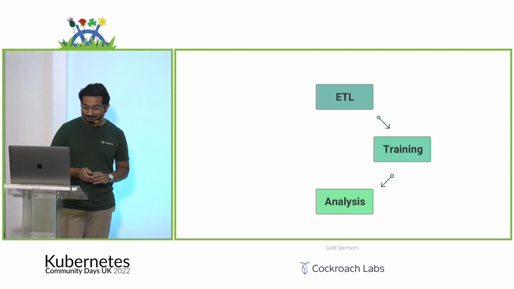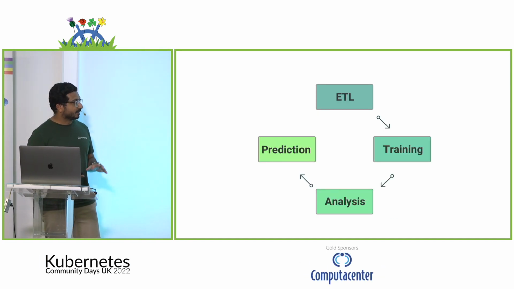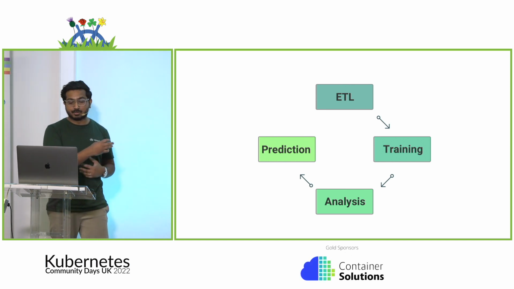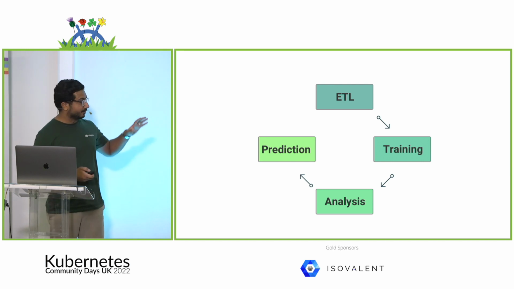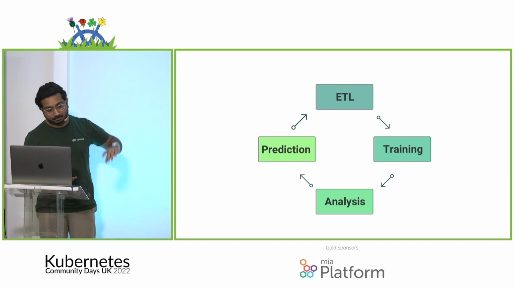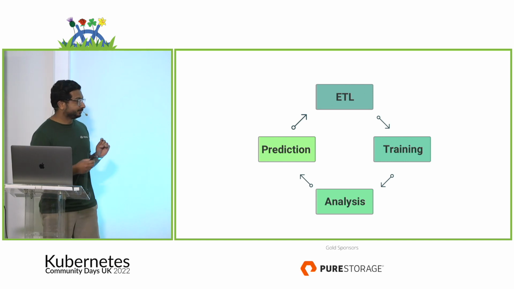We'll move on. But then again, we analyze and then we do some predictions. Prediction is where we serve the model. So what kind of frameworks are available for us to do all of these steps in machine learning, right? And then you keep going around in circles with this.